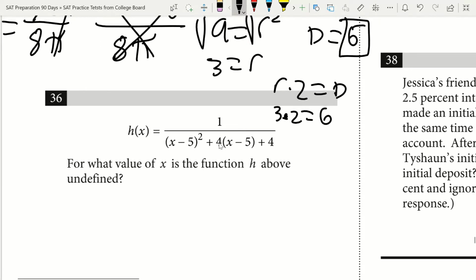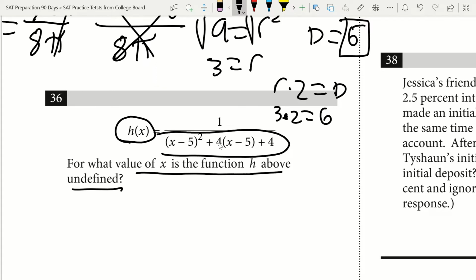36, okay, this one right here. For what value of x is the function h above undefined? All right, in order for a function to be undefined, its denominator, so that thing below that division sign, has to equal 0. So I'm going to set that equal to 0, and then I'm going to solve for what x is when that's equal to 0.